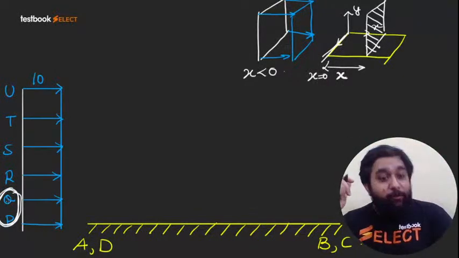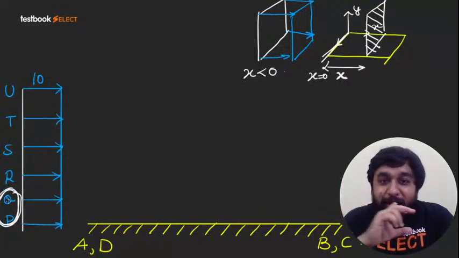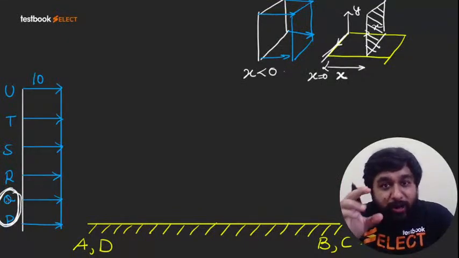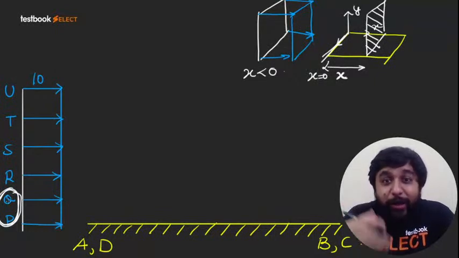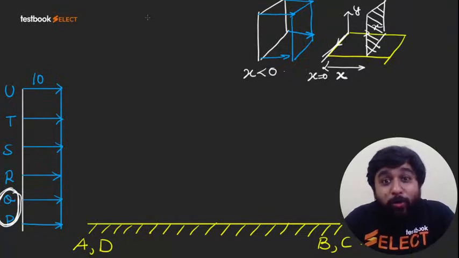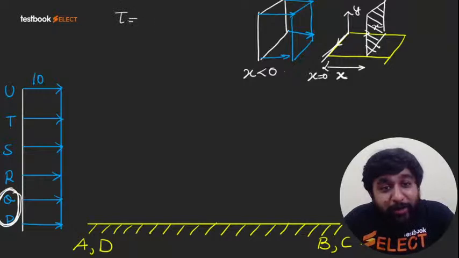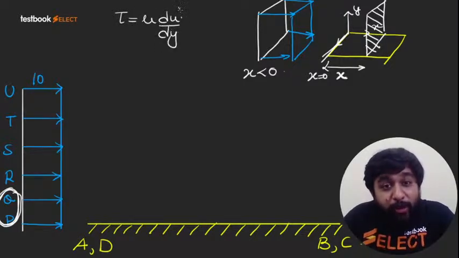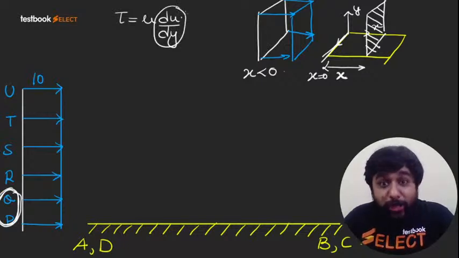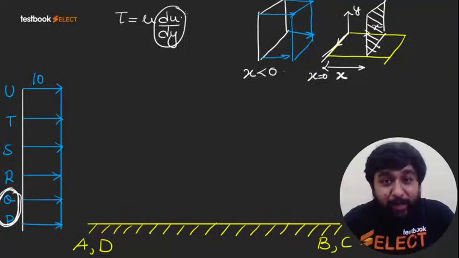How much is the relative motion between P and Q? I think both the particles are moving with the same velocity. So relative motion is 0. If the relative motion between adjacent fluid particles is 0, then continuous deformation will be 0. How do you write tau? Tau you write as mu du by dy, where du by dy is the continuous deformation, that is the relative motion between adjacent particles. So that relative motion is 0.